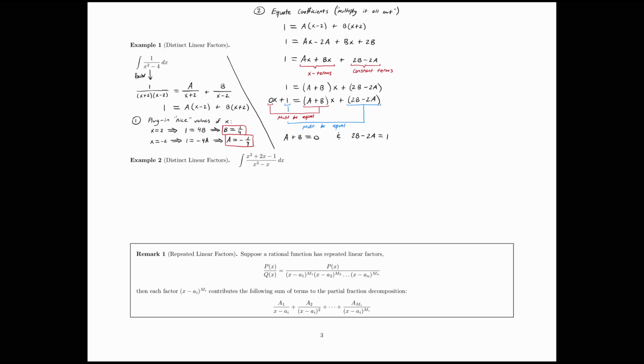Solving these equations, we can figure out that a is equal to negative b, and then we can substitute negative b for a in this equation. So this would become 2b minus 2 times negative b, so this becomes 4b equals 1, which implies that b equals a quarter. And since we know that a is the opposite sign of b, we can get a.